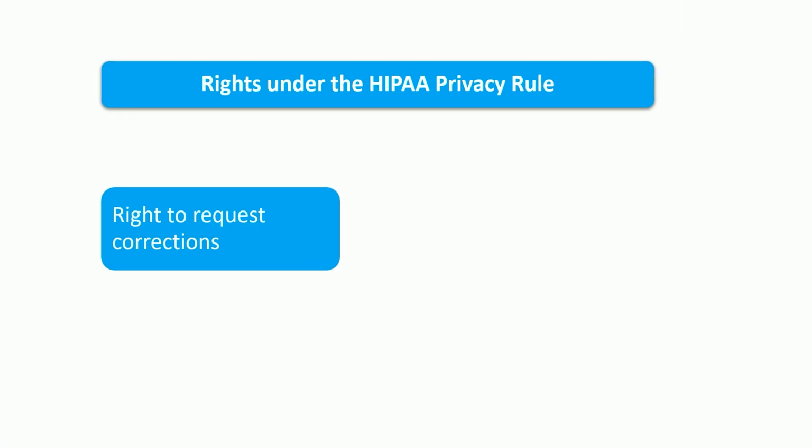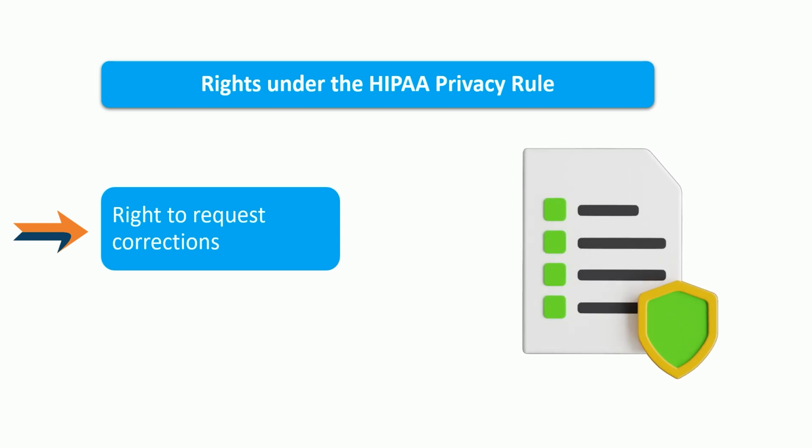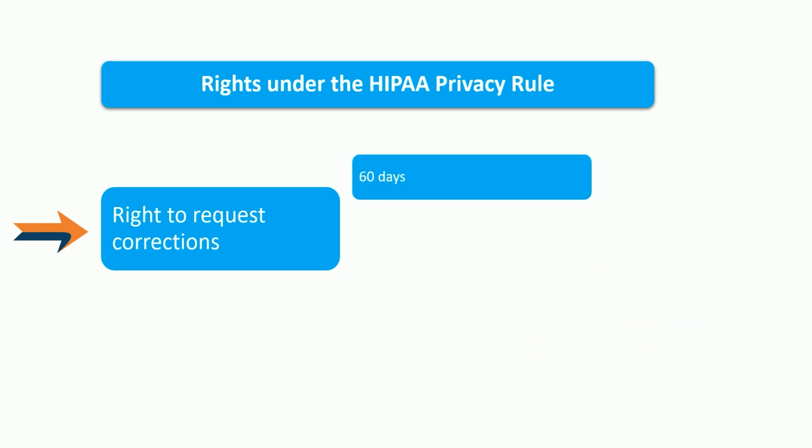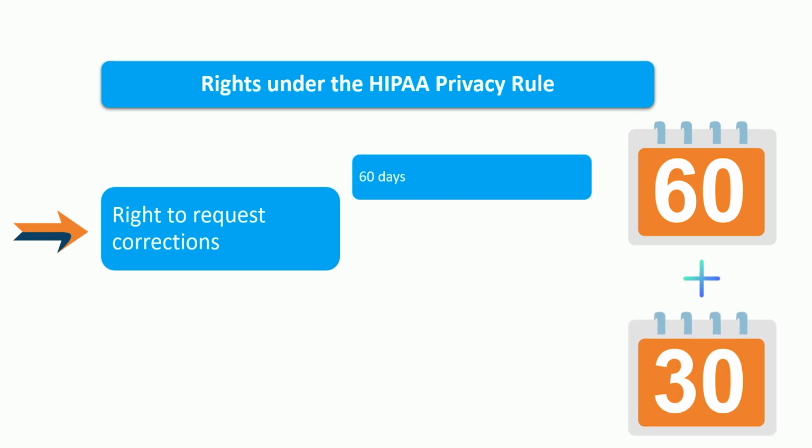Next, let's discuss the right to request corrections. Patients have the right to ask for corrections to their PHI if they believe there is an error or omission. This ensures the accuracy and integrity of their health records. Healthcare providers must respond to an amendment request within 60 days. This can be extended by an additional 30 days if necessary.